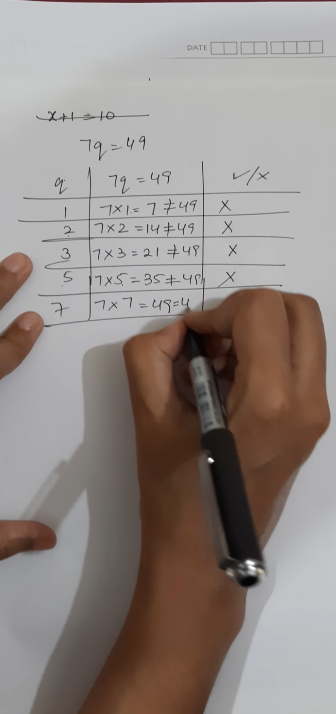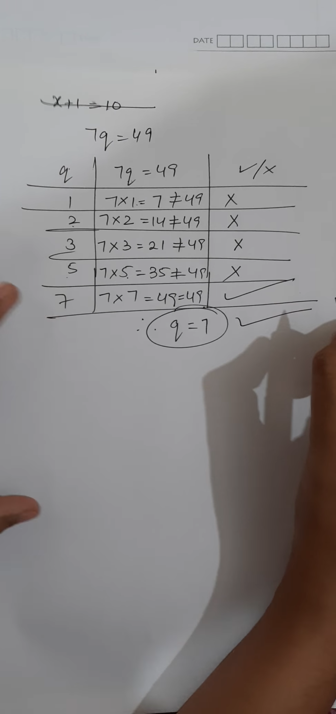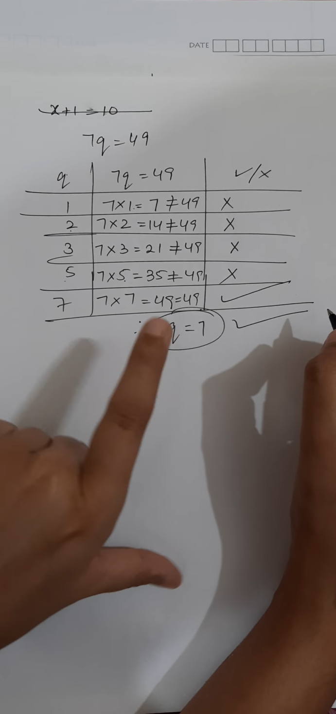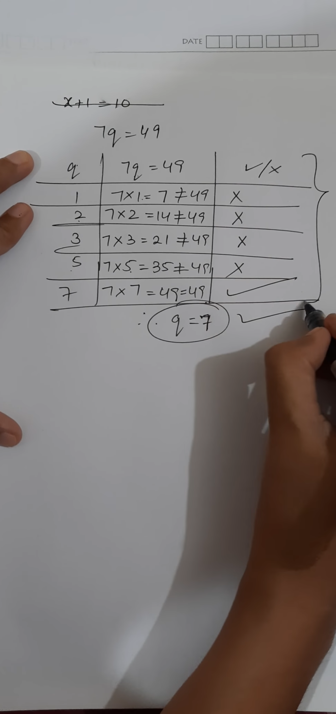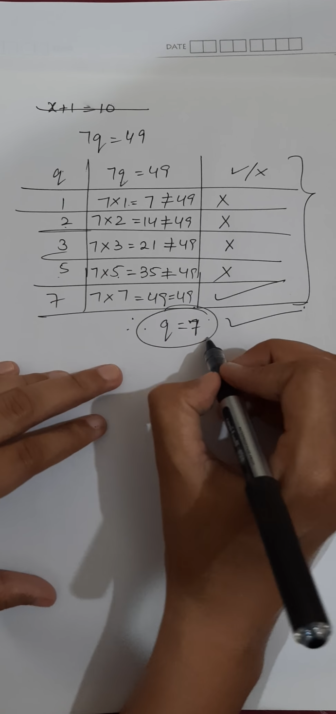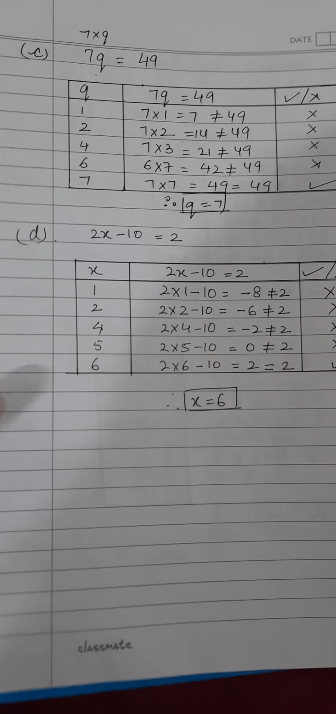So yes, this is giving me the value 49. Therefore, the value of q is equal to 7. Please make sure that you write it like this in the end, that this is the value you put. Sometimes students just keep it till here and do not write the exact value. Fine. So now this D part you can do by yourself, and this was your exercise 6.1.